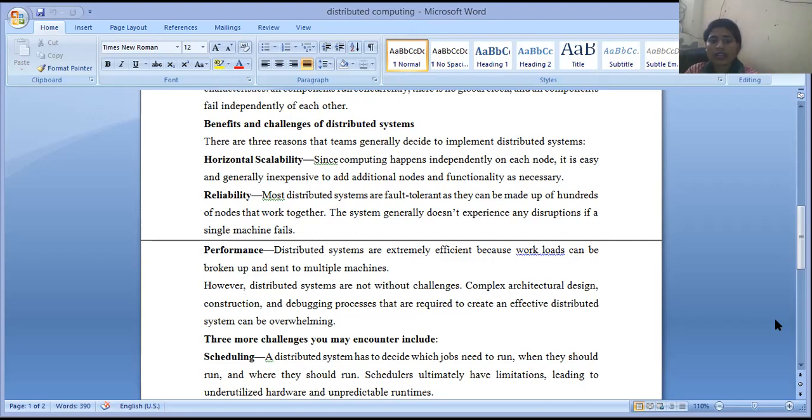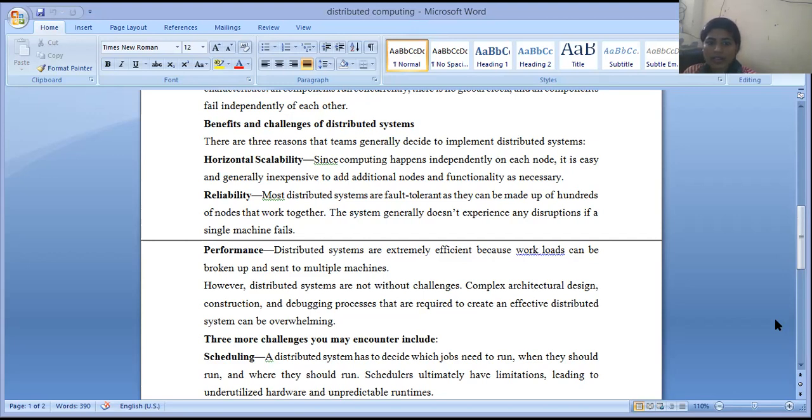Performance. Now, what is performance? What are the performance factors? What affects the distributed system? Distributed systems are extremely efficient because workload can be broken up and sent to multiple systems. I have earlier told this point that in a distributed system, all systems and nodes are situated in different places in a particular network, and the load of the network is shared among each other. So the performance is better, and the working performance is very costly, isn't it?